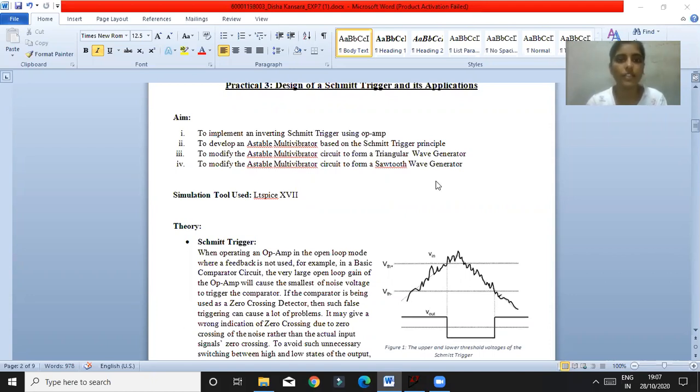Today I'm going to explain the designing of the Schmitt trigger and some of its applications. First of all, we see the inverting Schmitt trigger using an op-amp. Then we see the astable multivibrator developed from the Schmitt trigger. Then we modify the astable multivibrator to form a triangular wave generator, and then we'll see the modification of the astable multivibrator circuit to form a sawtooth wave generator.